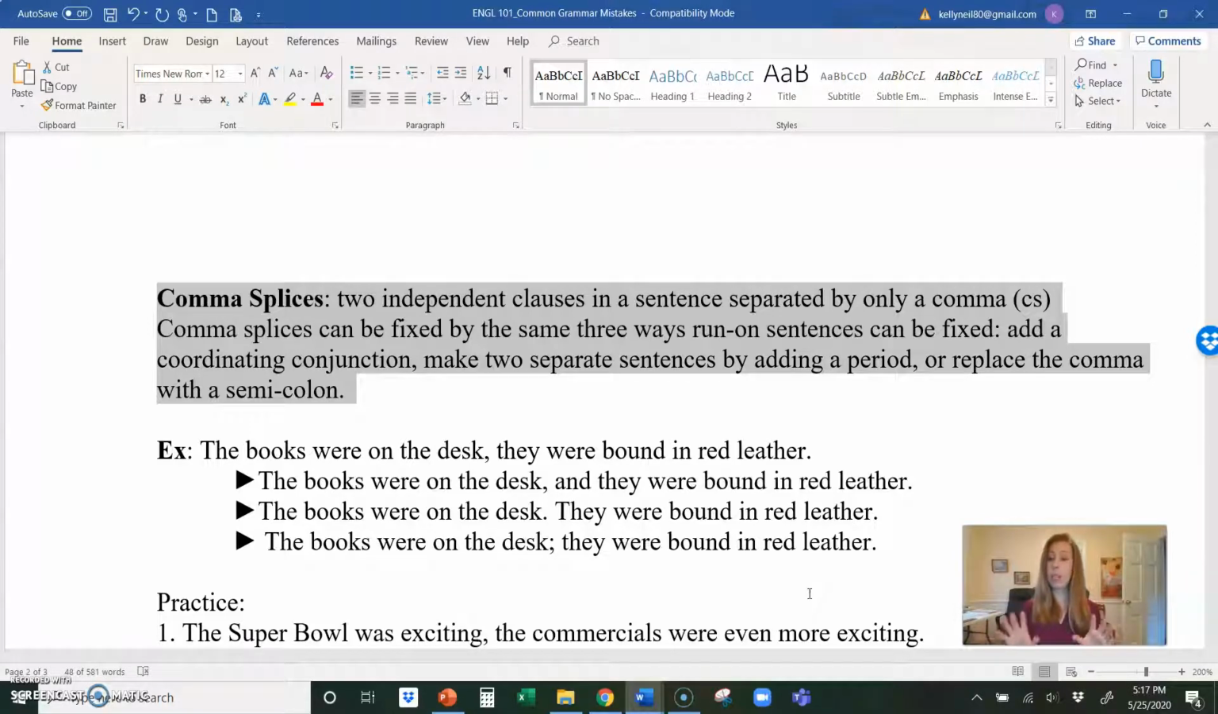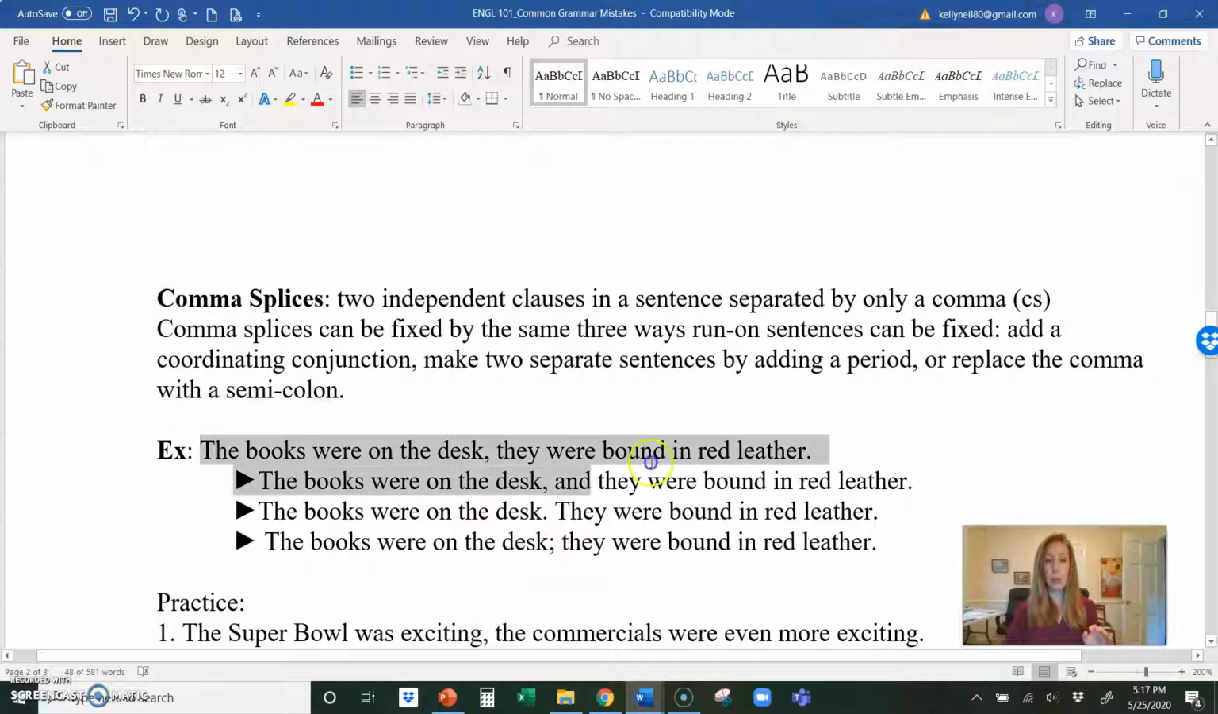Now, you can fix these kinds of mistakes basically in the same way that you could fix run-ons. You can add a coordinating conjunction between them. You can make them two separate sentences by adding a period, or you can replace the comma with a semicolon. So let me show you. Let's go to an example.